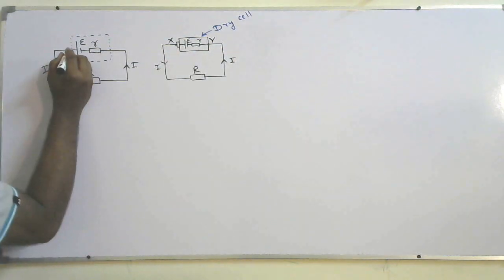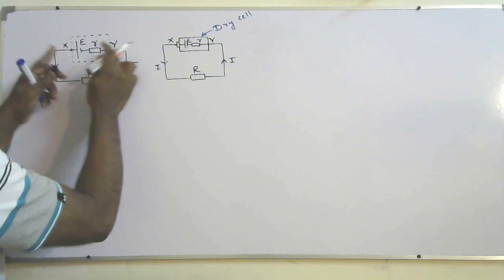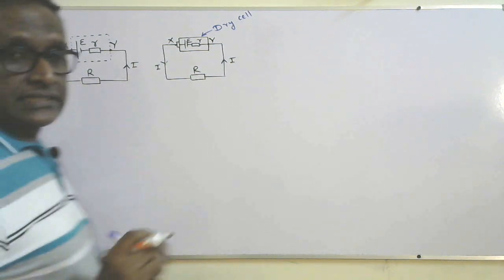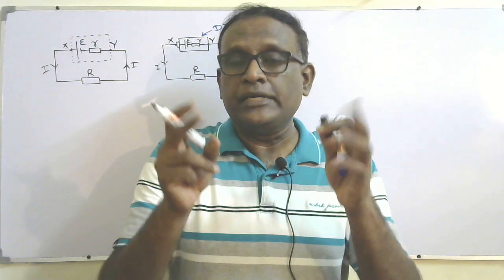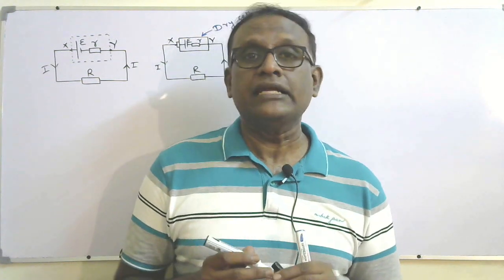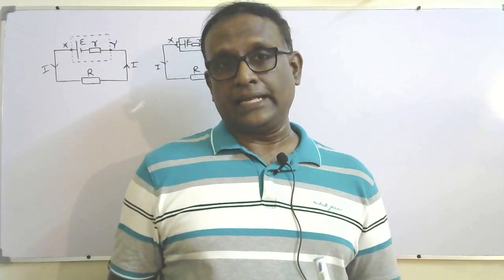Same way I can name here X and Y. So the voltage across XY is applied across the external component. The voltage across the terminals of the cell is called terminal potential difference or terminal voltage of the cell, right?